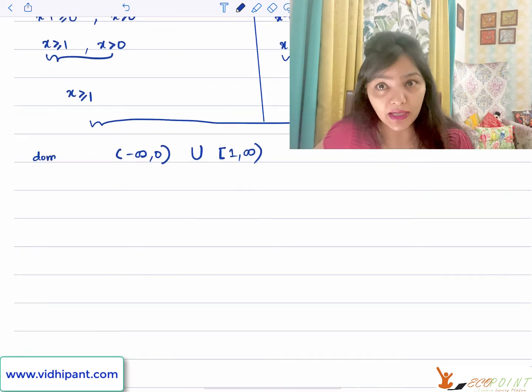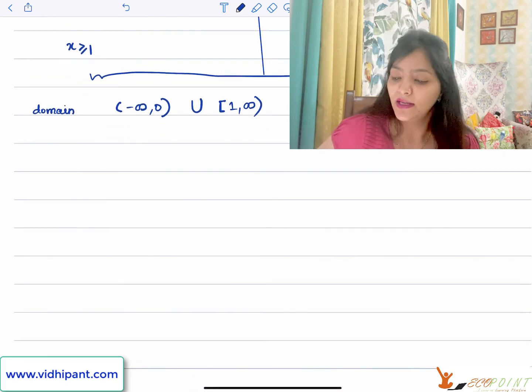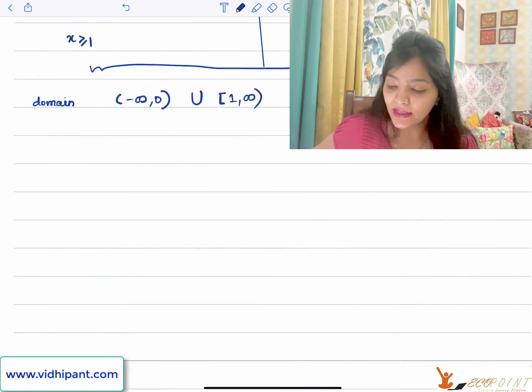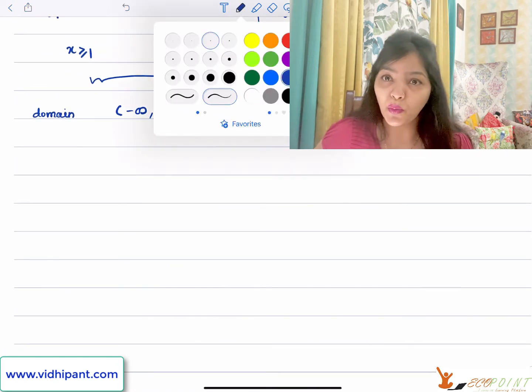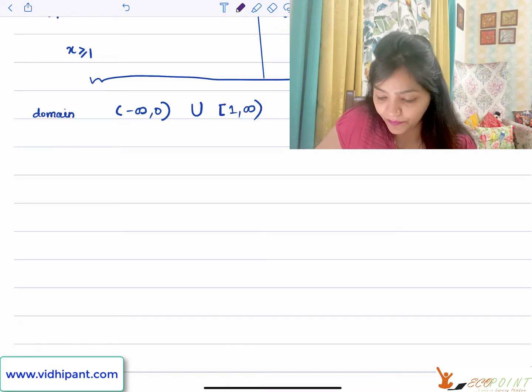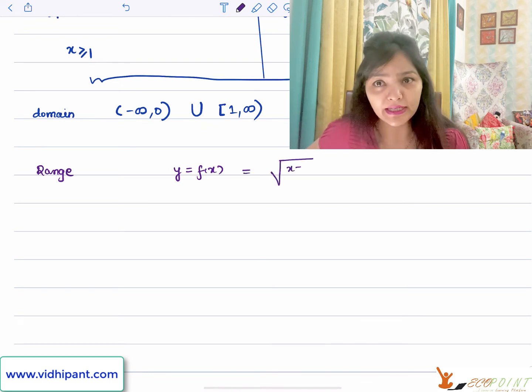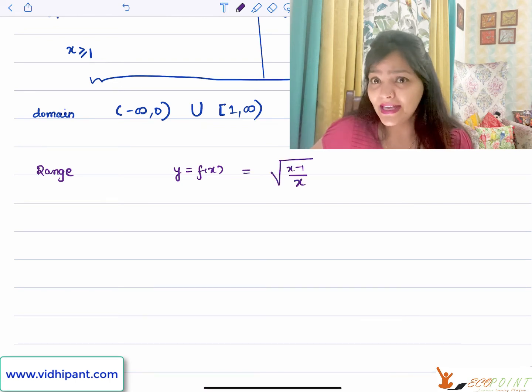Now having known the domain, let's find out what the range of this function would be. Range, as I explained, is the values f(x) could take. So all the possible f(x)'s, it's the set of all images. Let's find out the range for this function. For that, let me write y equals f(x), that is, it is equal to square root of (x minus 1) upon x.